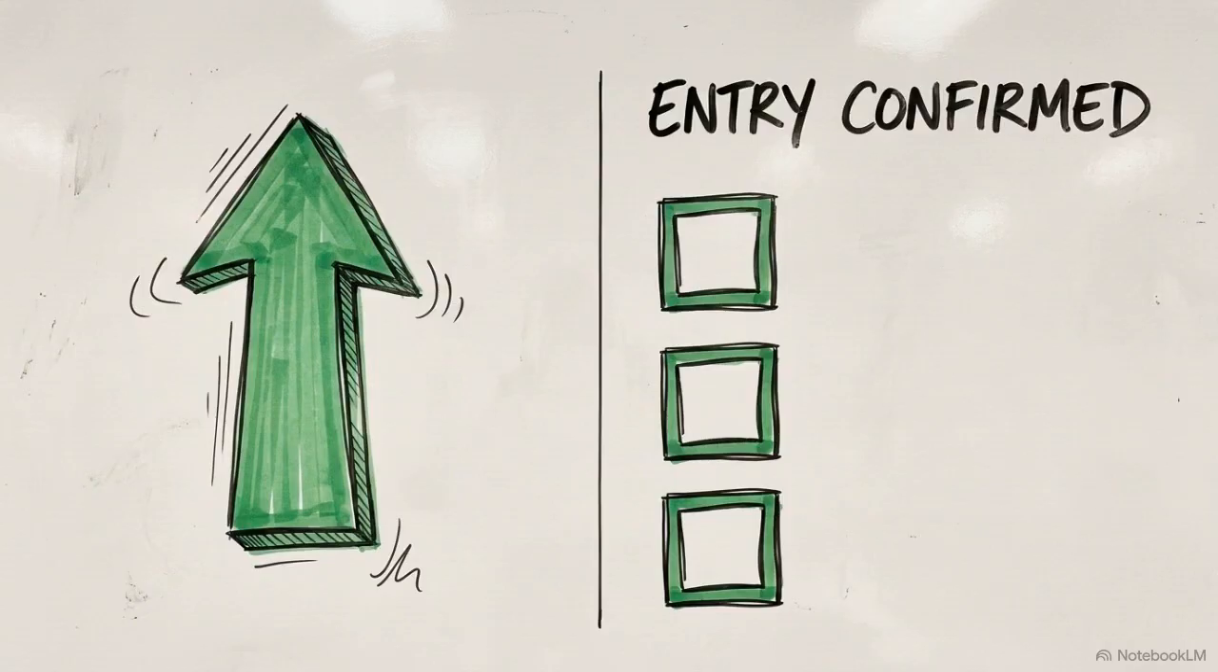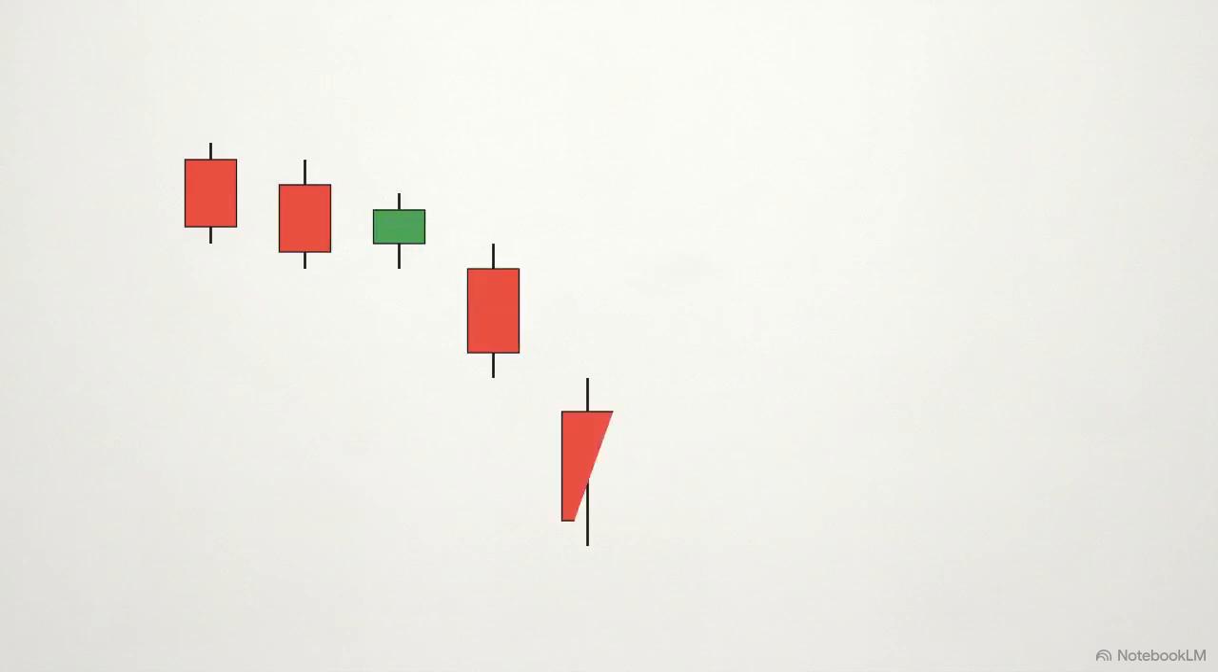A bullish kicker is a buy signal that appears when market sentiment shifts abruptly. It requires 3 specific conditions to be met in order. First, the market must be in an established downtrend. Second, the final candle of that trend must be a bearish red candle.